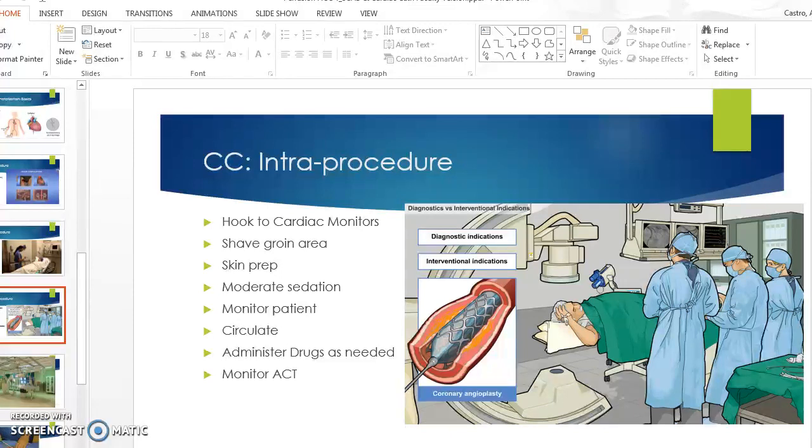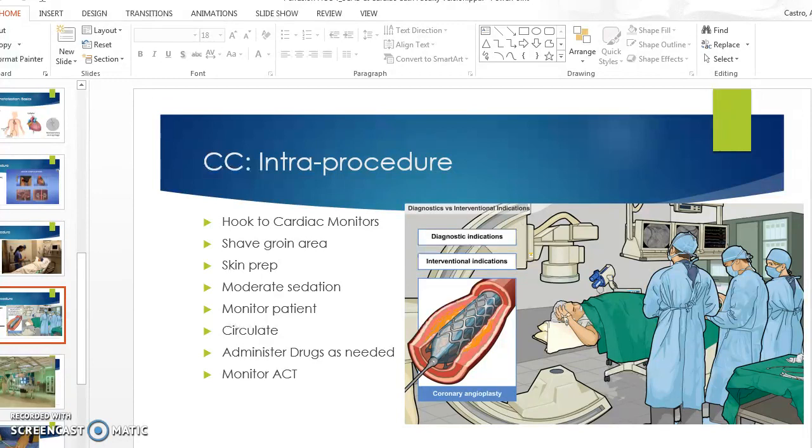What we'll do is we hook the patient to the cardiac monitors, we shave the groin area with an electric razor because it reduces the risk of infection over shaving with a straight blade razor, because a straight blade razor can cause nicks and cuts in the skin that are micro cuts and increase the risk for infection. So we do use an electric razor to shave the groin area. Once that's cleaned up, we skin prep with chlorhexidine, which is done either by the scrub tech or the nurse, depending, kind of like they do in surgery. When the patient is draped and ready, the physician will come in and the procedure will begin.